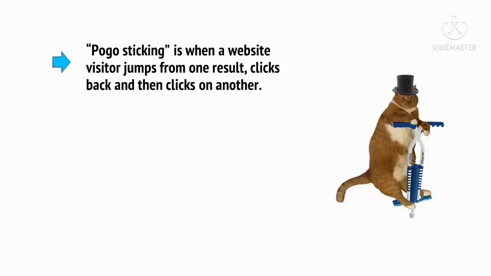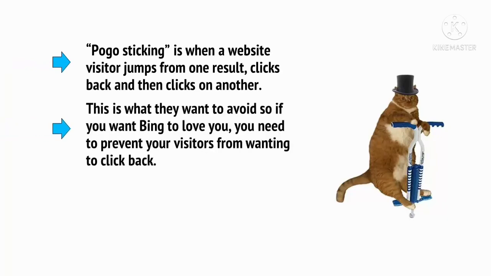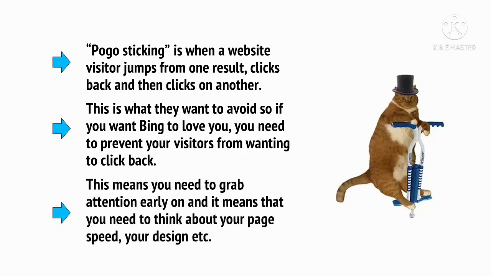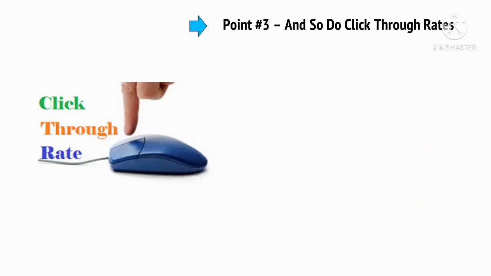Pogo sticking is when a website visitor jumps from one result, clicks back, and then clicks on another. This is what they want to avoid. So if you want Bing to love you, you need to prevent your visitors from wanting to click back. This means you need to grab attention early on, and it means that you need to think about your page speed, your design, etc.